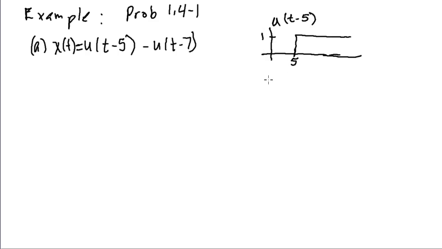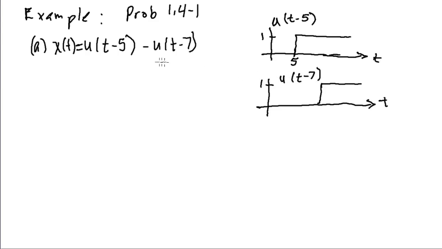And then similarly, u(t-7) would be a unit step that starts at t equals 7 and goes on forever. So this is my t-axis. Again, both of these have a height of 1. For u(t-7), in this case, I'm going to subtract the two. So the result would be, I'll show it right below. This is similar to some of the problems we worked in class last time.